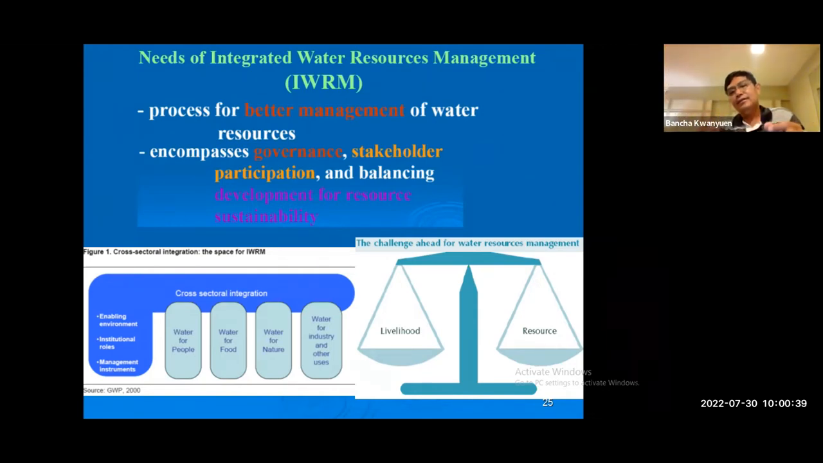And after all, if we talk about water management, you have to balance between livelihood and resources. If you put more on resource development, you're going to have a kind of deterioration in terms of ecology and environment. But of course, if we try to protect livelihood too much, maybe people don't have enough water. Okay, so it's a kind of balance between these.